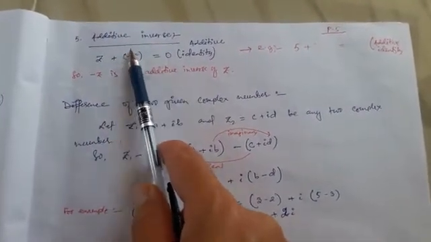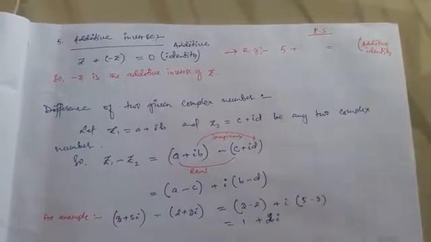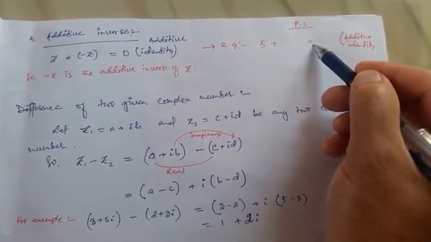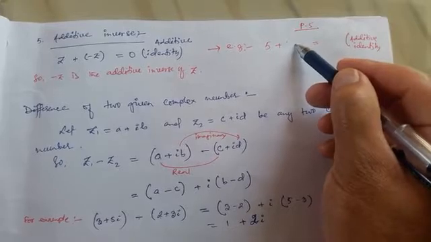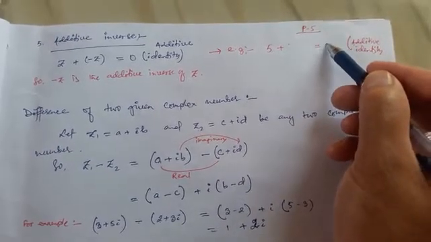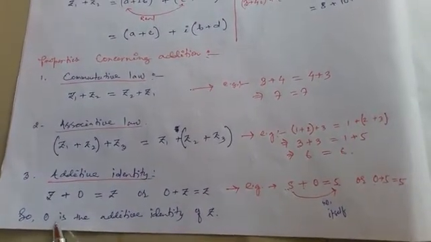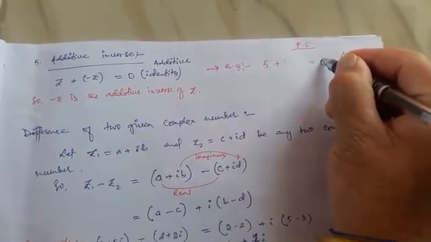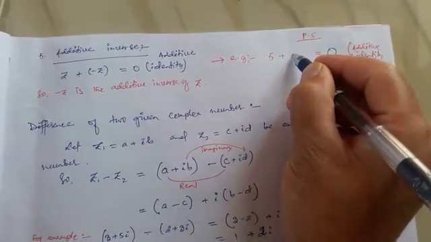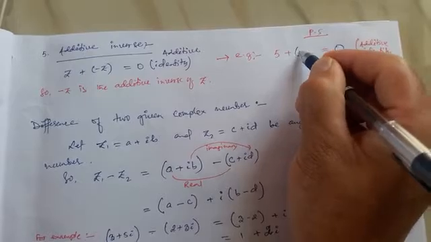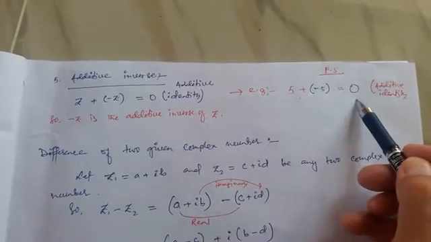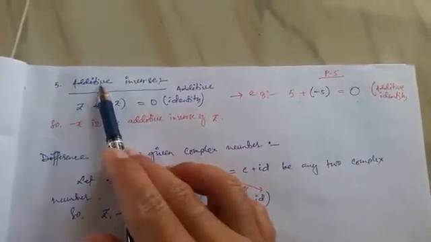Additive inverse. Before doing this one, you try to get it from this. I take the example 5 plus, one number we are going to add here in order to get the additive identity. What is the additive identity here? The additive identity is 0. In order to get the additive identity 0, what number do we have to add here? If you want to get 0, we have to add minus 5. 5 plus minus 5 is 0. So minus 5 is the additive inverse.